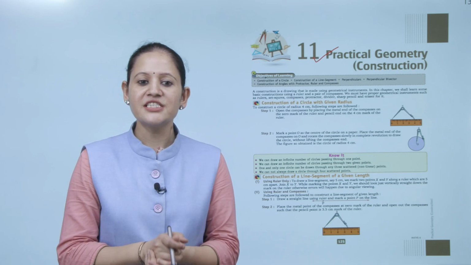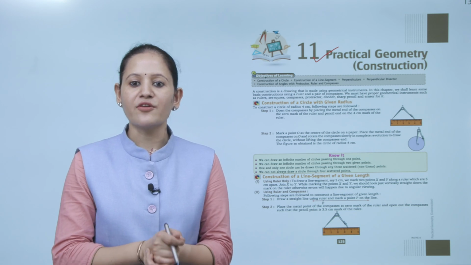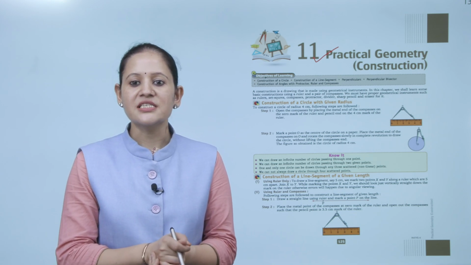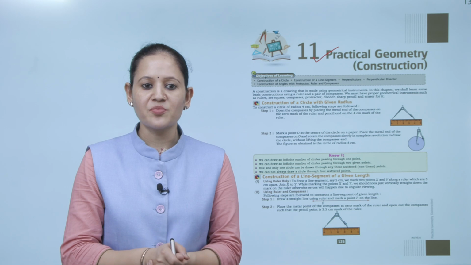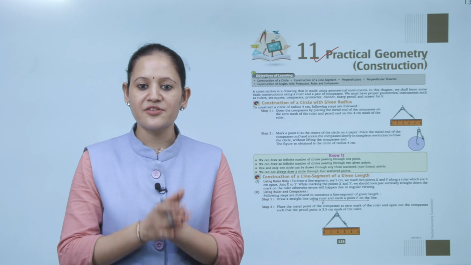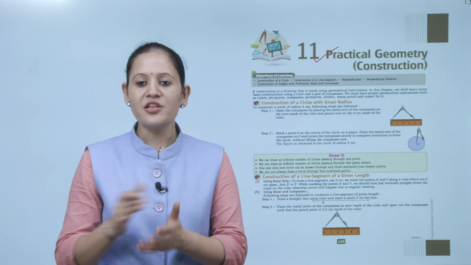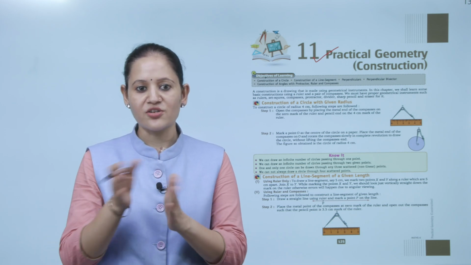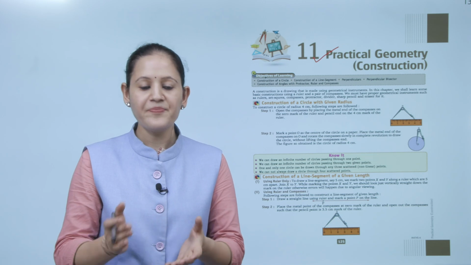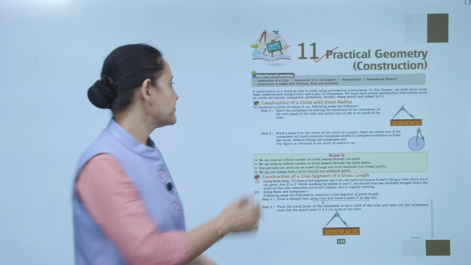In this chapter, we shall learn some basic constructions using the ruler, a pair of compasses. We must have proper geometrical instrument such as a ruler, set square, compass, protractor, divider, sharp pencil, eraser for it. So we need all these instruments for the construction of different things. Clear? So first is construction of a circle with the given radius.